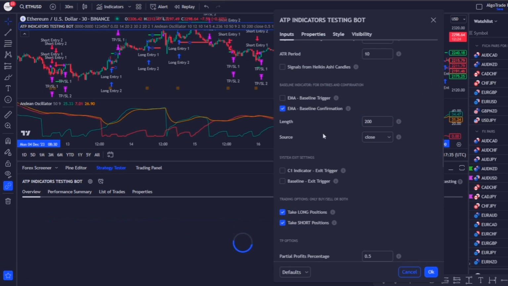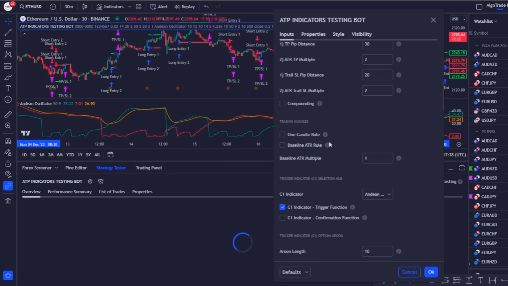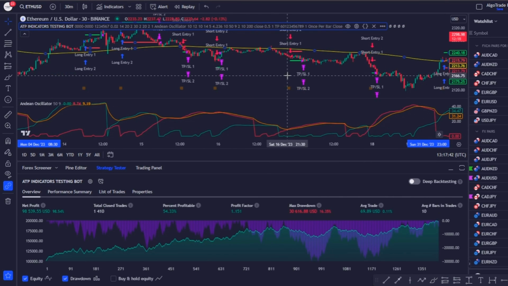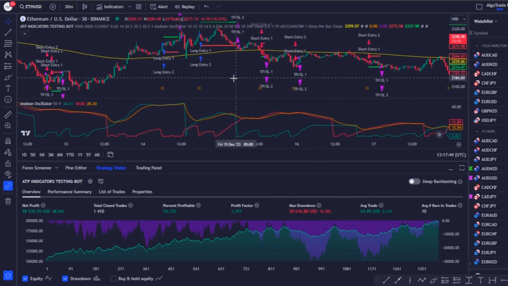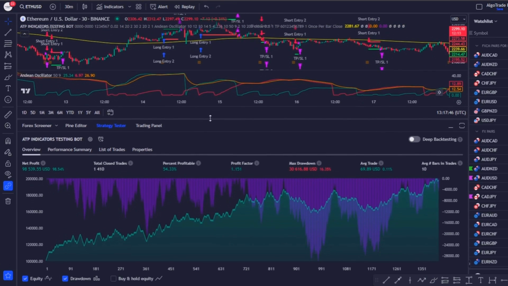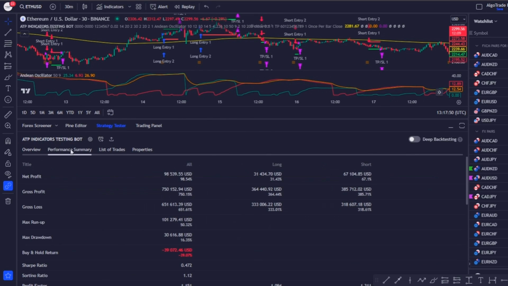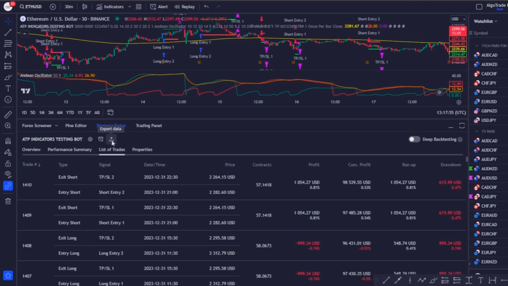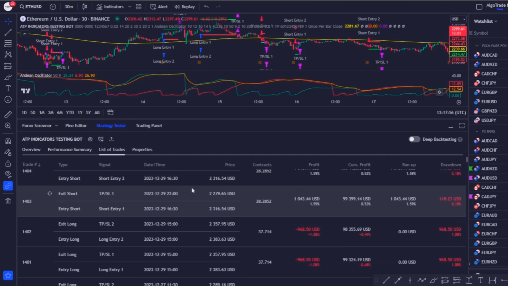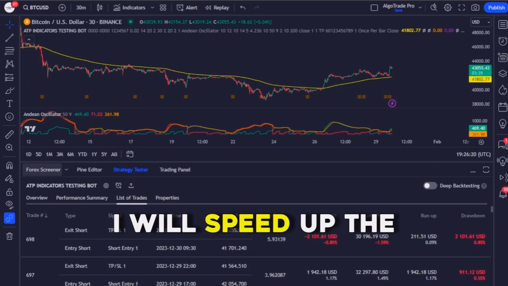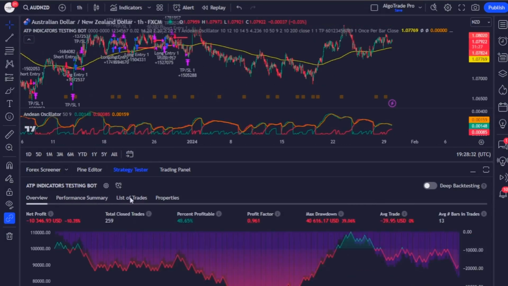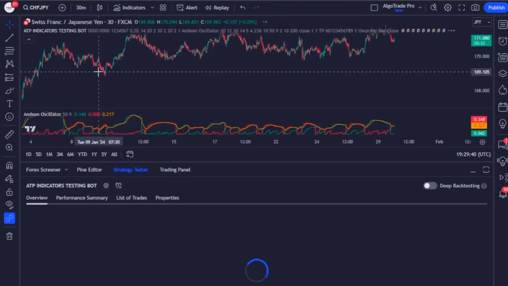As you can see, all the backtesting conditions are the ones I have defined, and the trading bot not only displays every valid trade on the charts, but it also gives me the statistics about each asset I want to backtest down below on the strategy tester tab. And because I have the premium TradingView plan, I can download all the trades the bot takes, and that's what I'm going to do to create the trading journals. I will speed up the video, but you can slow it down on the YouTube settings. I'll see you again in a few seconds.